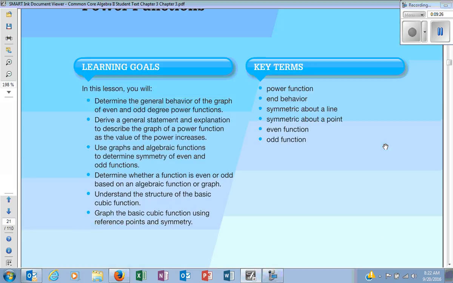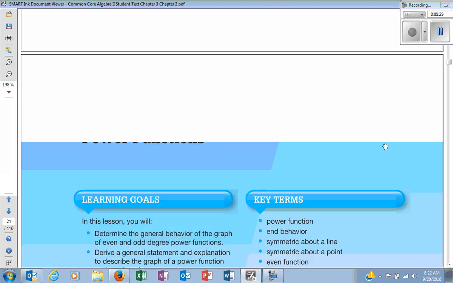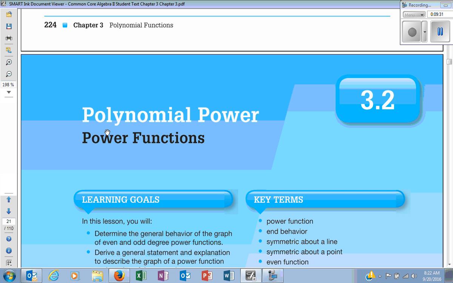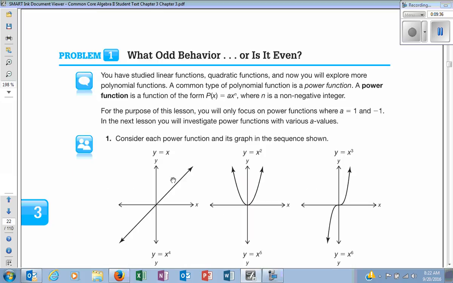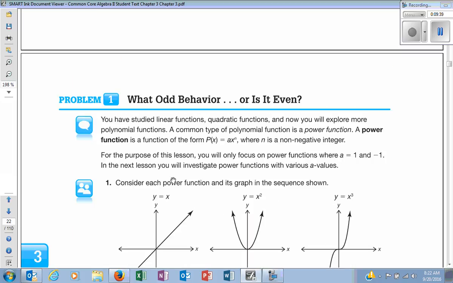Alright, so 3.2. If we talk about this, we're talking about polynomial powers. So right here, problem 1, you need to understand, why did they all of a sudden refer to this as p of x now? If they're going to polynomial, yeah, the power is fine. Here's what happens with this.